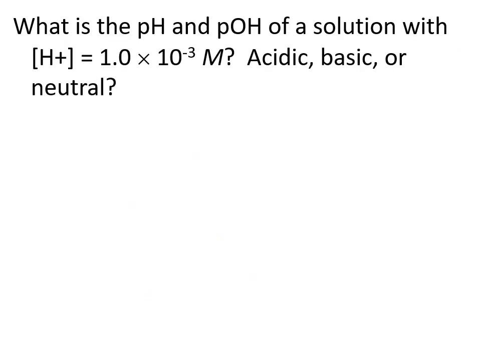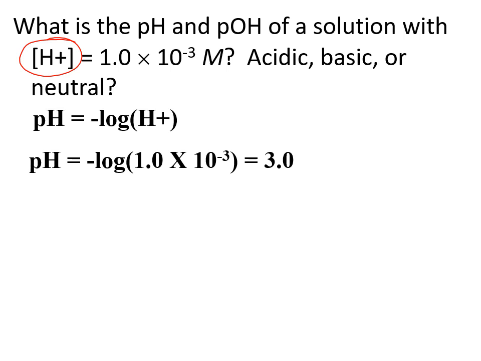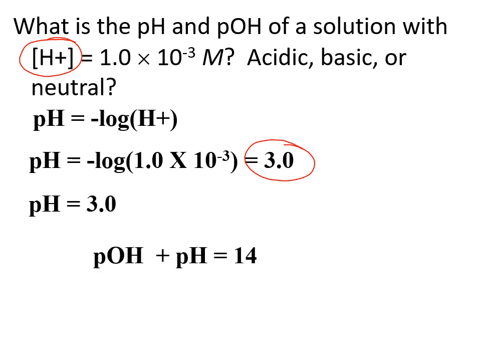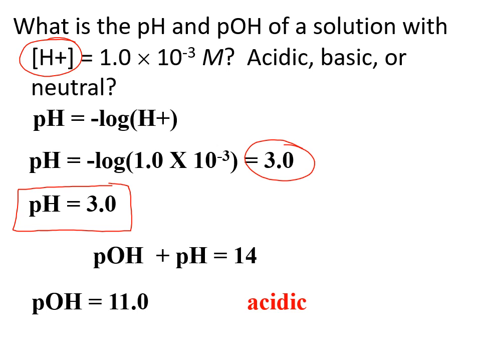What is the pH and pOH of a solution with H plus equals 1 times 10 to the negative 3 molarity, acidic, basic, or neutral? Well, I've given you H plus, so we'll find pH first. Negative log of H plus. And type that in. Our pH equals 3. pH plus pOH equals 14. So our pOH is 11. And then the last part of the question, is it acidic, basic, or neutral? pH is 3. So it is acidic.